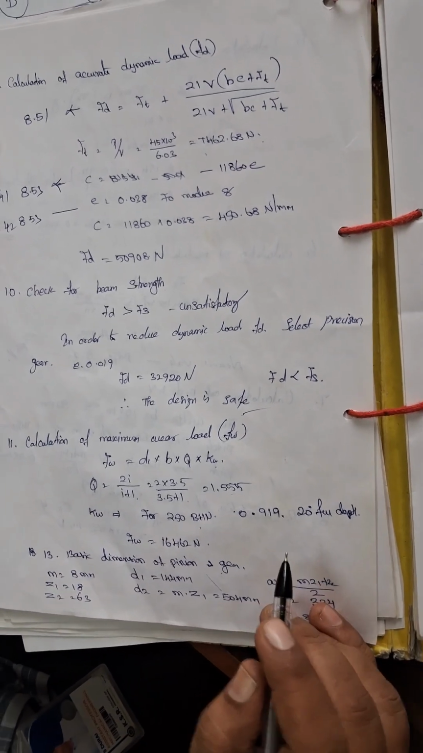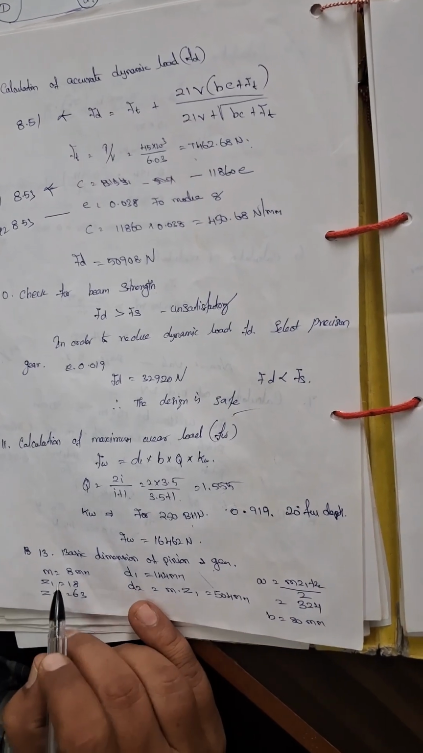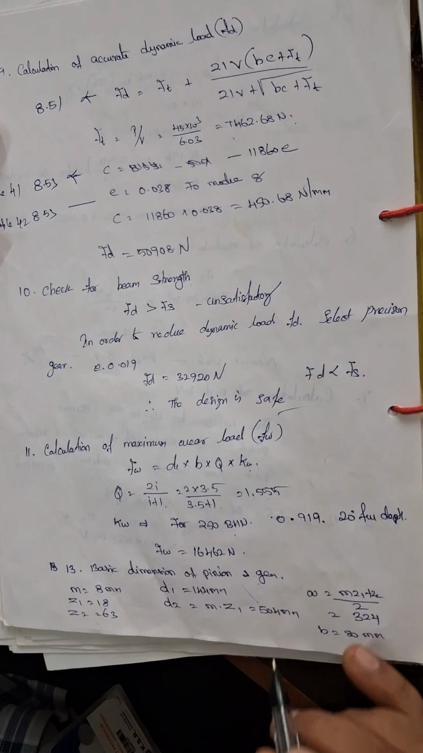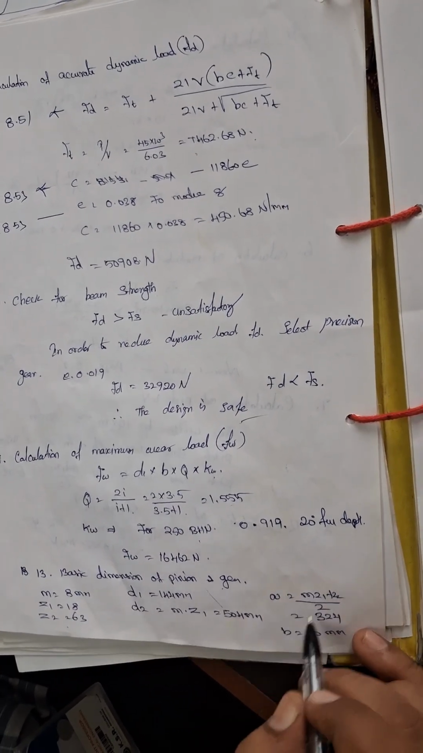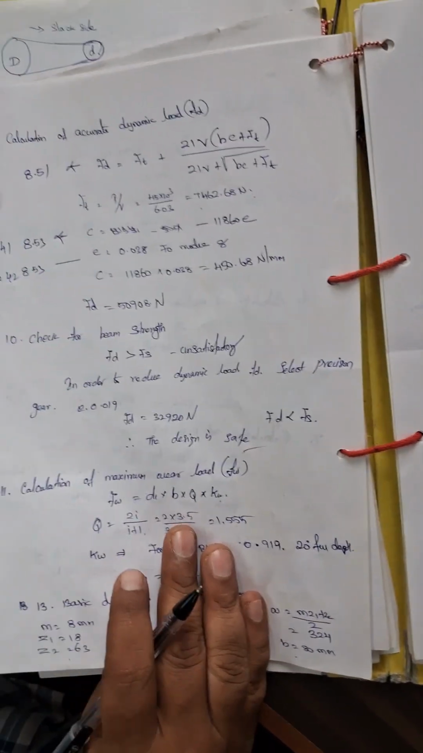Then finally we have to solve the basic dimensions of the pinion and the gear, which are available in the data book. The basic dimensions: module, Z1 and Z2, diameters D1 and D2, center distance A and the breadth. Thank you.